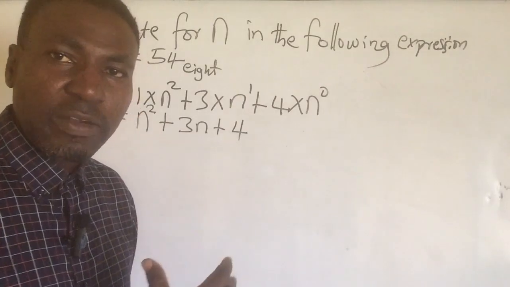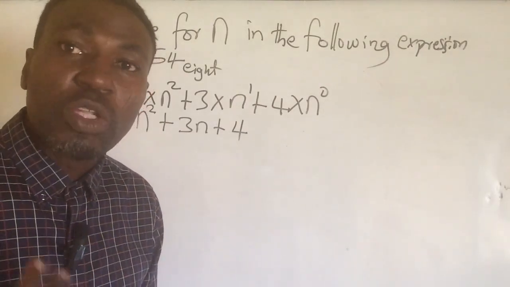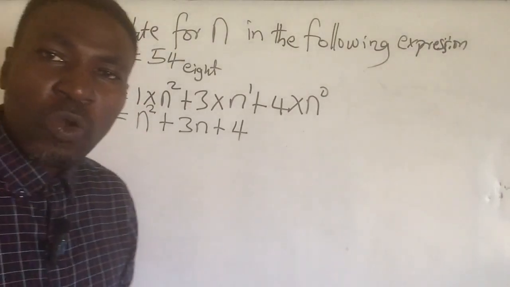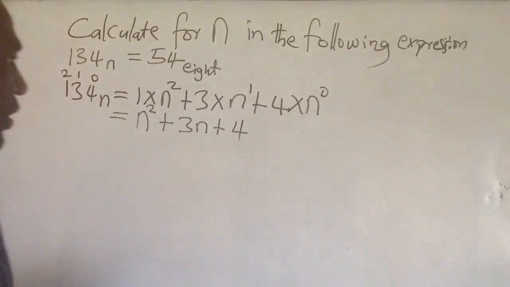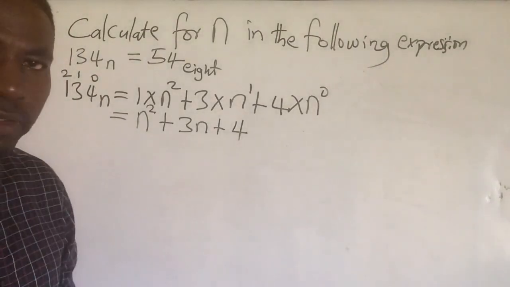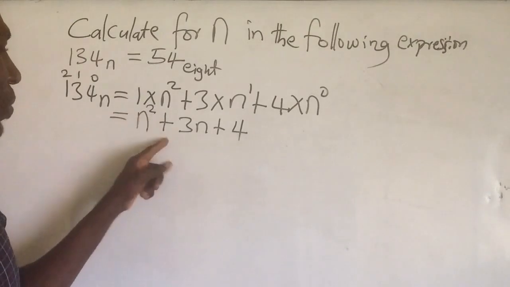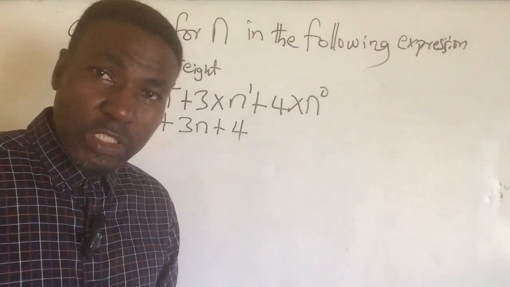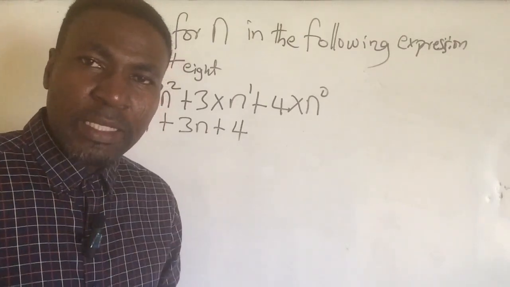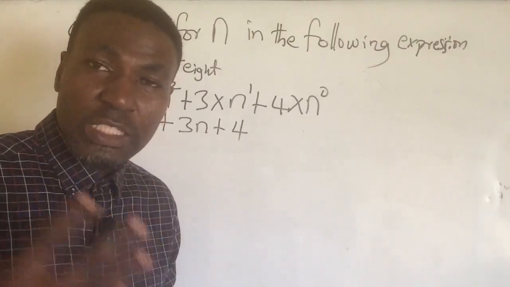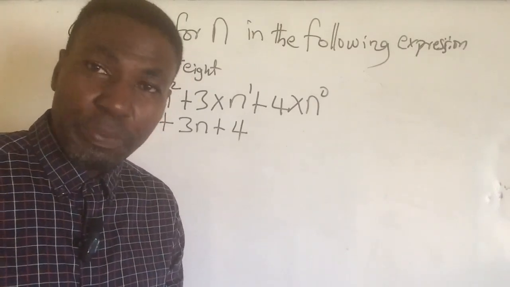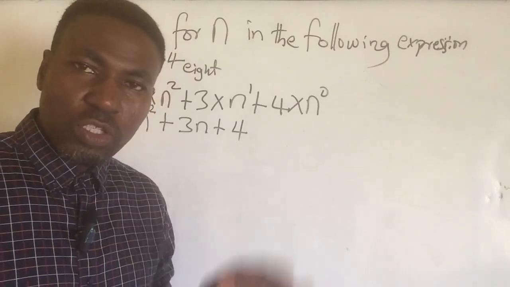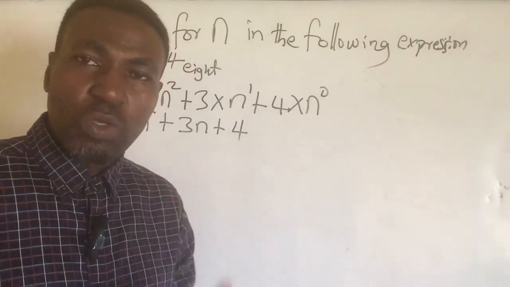But if you look at this question now, it has brought us to what we call a quadratic equation. It is now in the form of a quadratic equation: n squared plus 3n plus 4. We will still treat it, but I will treat it with the quadratic equation format. Even if you don't know how to work quadratic equations, it will still be a new topic I will treat. So just follow up when I treat quadratic equations, and we will understand it more.